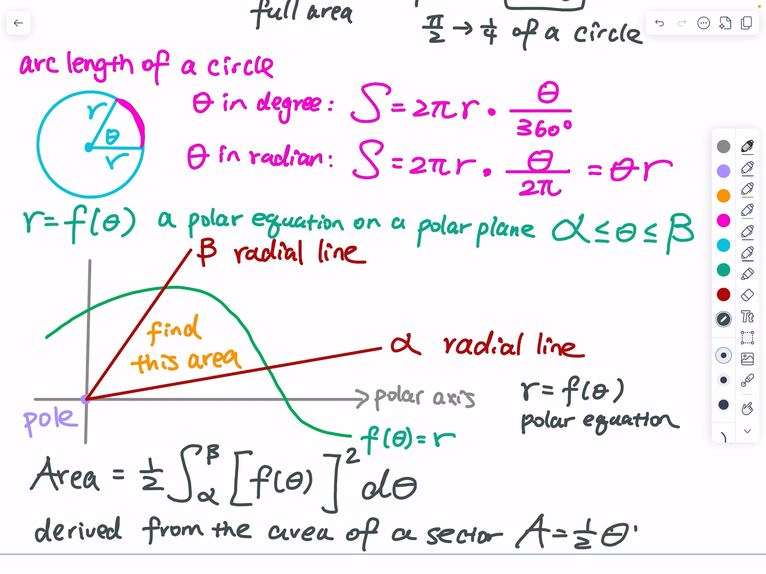A equals 1/2 theta times r squared. I am giving you the integral right now, so you need to know what the function is. Because you have a polar equation, you have a graph, right? Then you square that polar equation. That will be your radicand. And then you have the integral from a to b. There is a 1/2 outside.